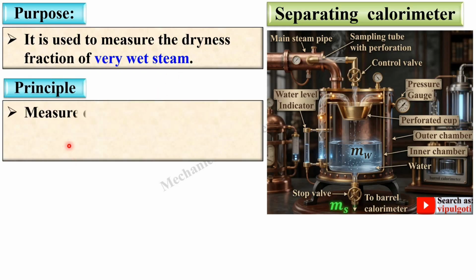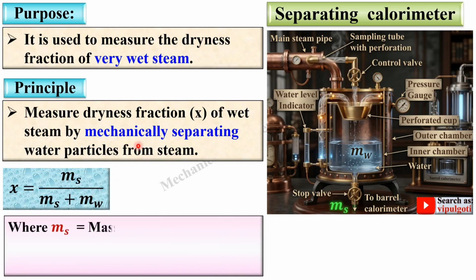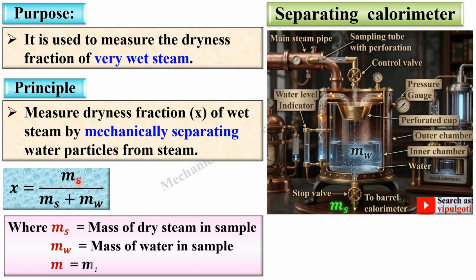Now the principle. Measure the dryness fraction, that means X, of the wet steam by mechanically separating the water particles from the steam. Once you have separated both the water particles and the steam particles, put them in this equation so that you will get the dryness fraction of the steam. Here Ms is the mass of the steam and Mw is the mass of the water. Here, keep in mind, my dear friend, Ms plus Mw is actually the total mass of the steam.